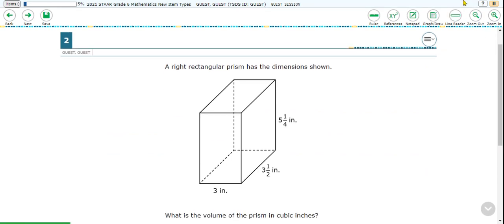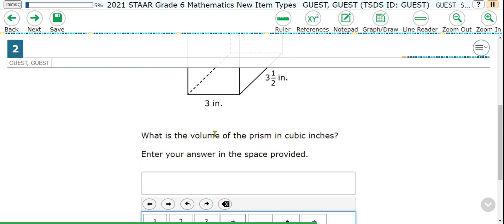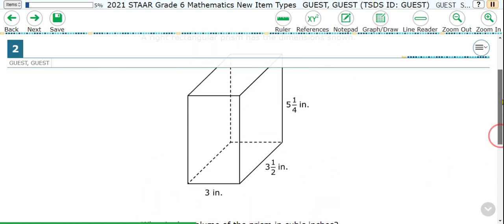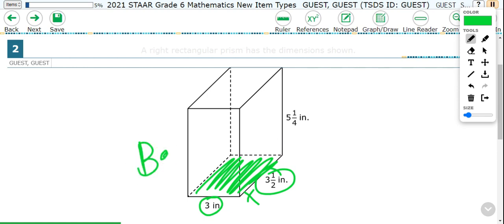So this one, it's asking for the volume of the rectangular prism. So you're going to multiply the length and the width to find the base area. So that's going to be the capital B, and then you multiply that by the height. Now, the input is not going to be fraction. The input's going to be decimal value.